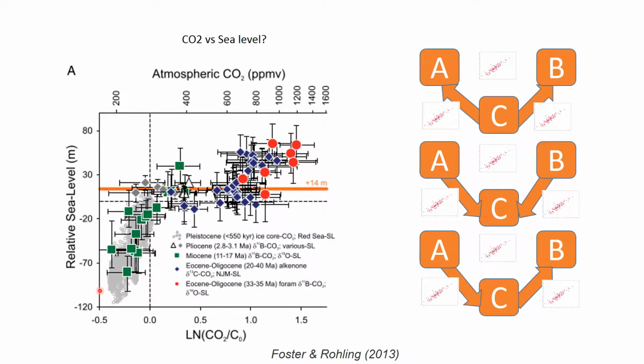Okay, so you can see that there is what looks like a positive correlation. So when sea level is low, we have low atmospheric CO2, and when sea level is high, we have high atmospheric CO2. But there is perhaps a missing variable in here that links these two together that we're maybe not seeing.